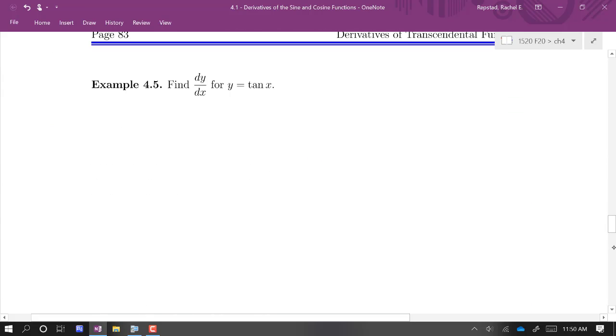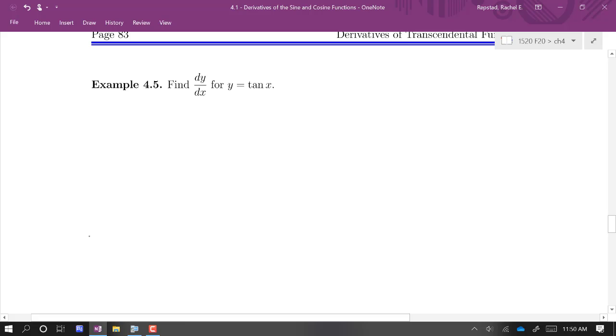Alright, we're going to do one more example. We're going to find dy dx for the function y equals tan x. It's a simple function, right? Tan x. It's just a plain old x inside, so it's not like I'm going to have to worry about the chain rule at all. But we don't, at least not yet, have a formula for the derivative of tangent.